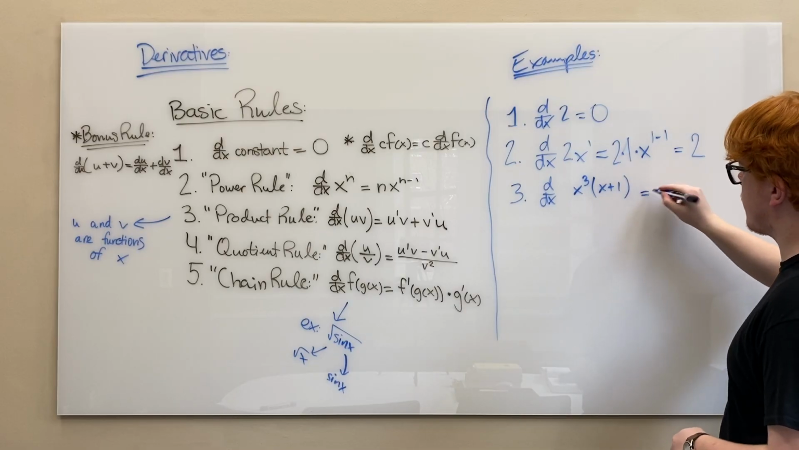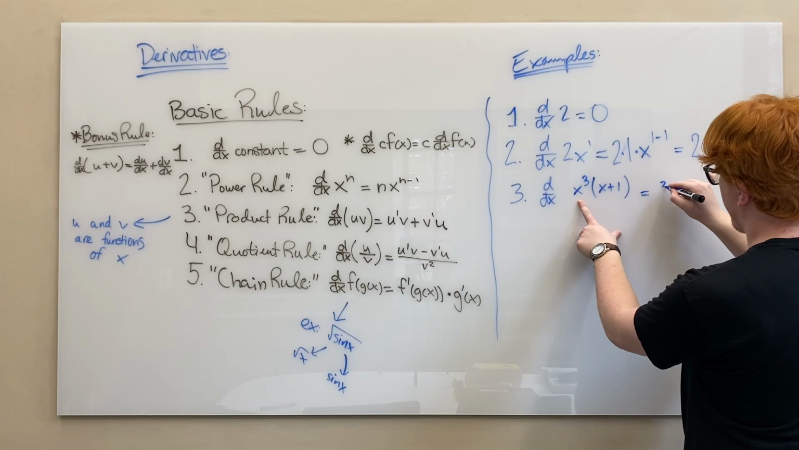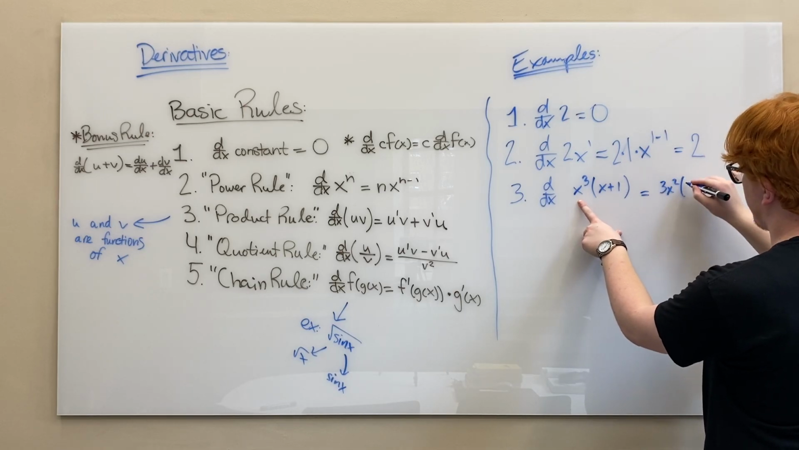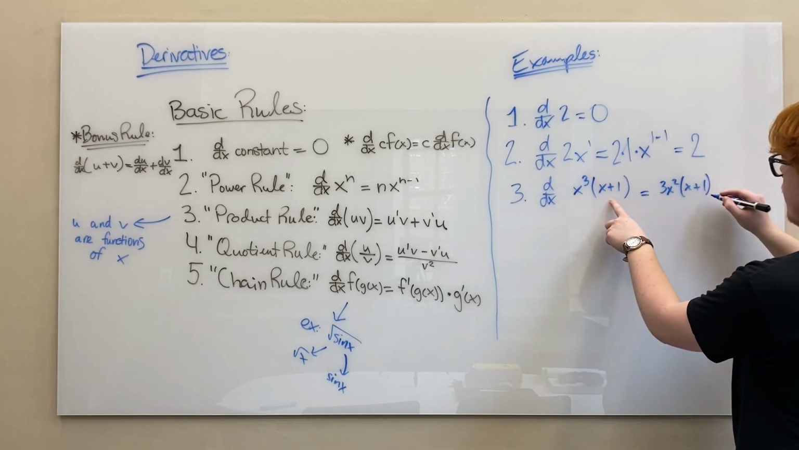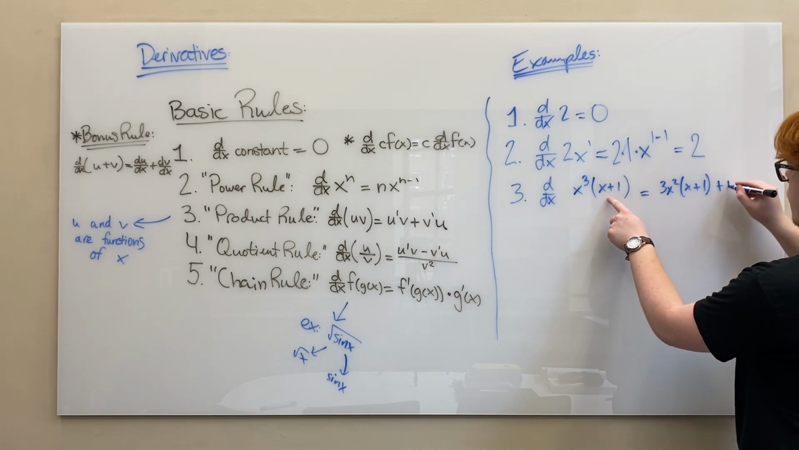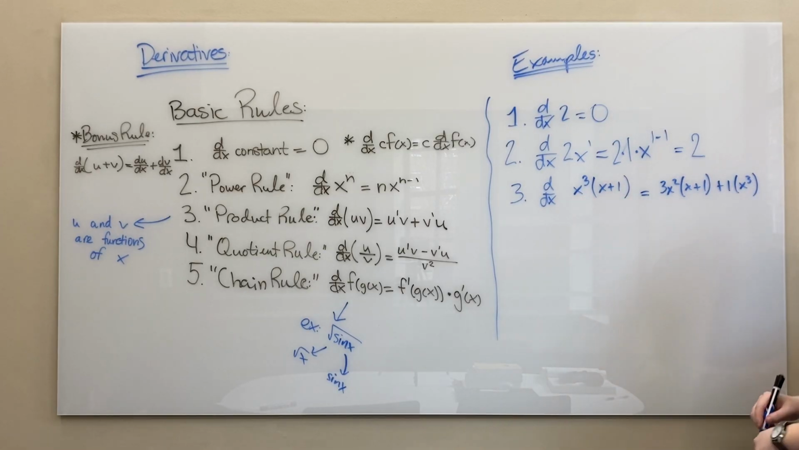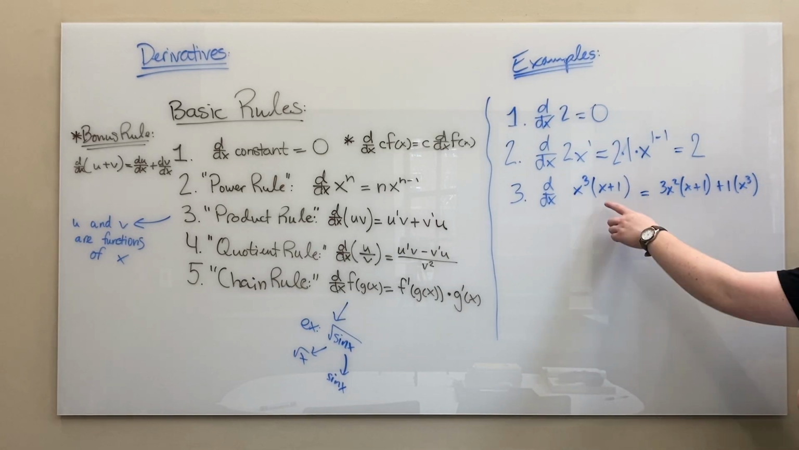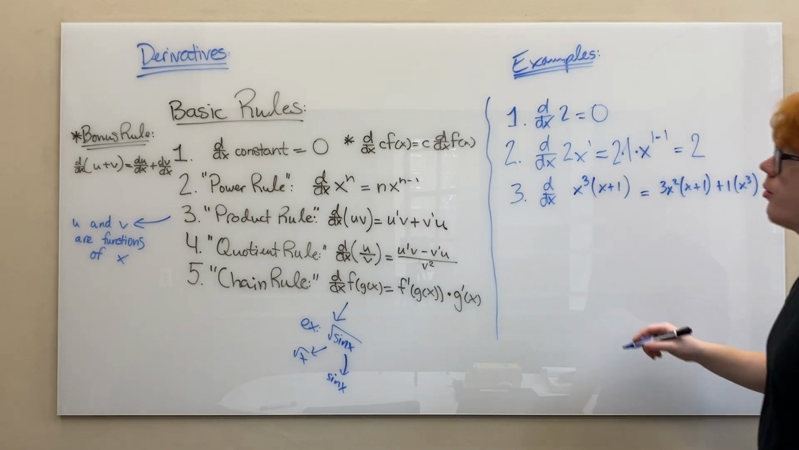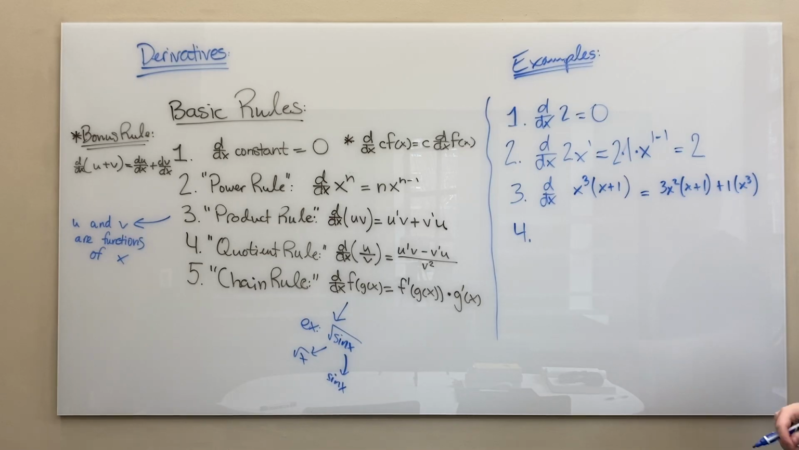So this is going to be equal to the derivative of the first, which is going to be 3x squared, times the second, which is x plus 1, plus the derivative of the second, which would just be 1, times the first. There you go. And I'm just going to leave it like that, but that's an example of using the power rule. Or not the power rule, the product rule.